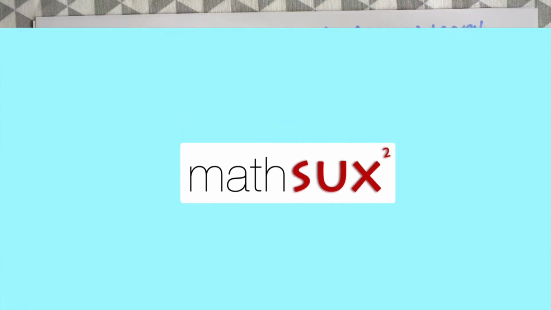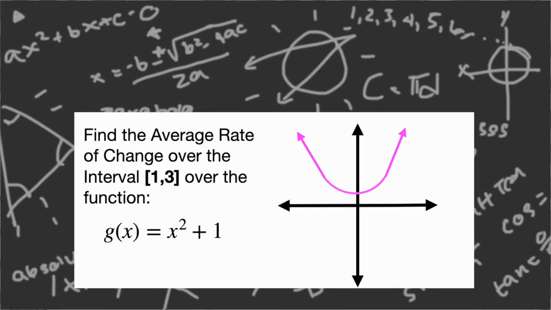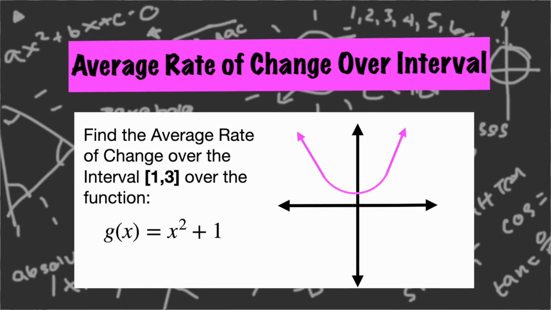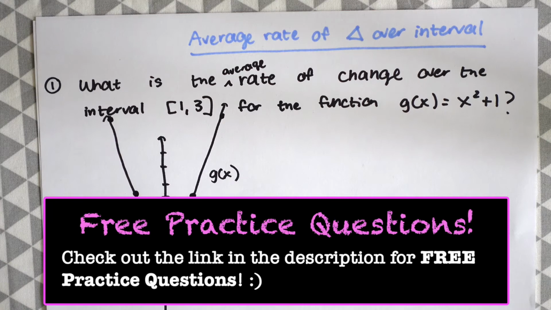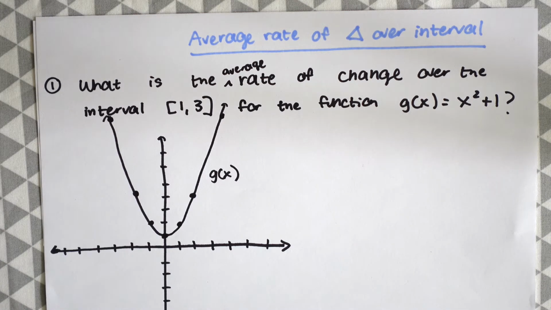So today we're going to be going over how to find the average rate of change over an interval involving polynomials. So we're just going to dive right into a couple examples. I also have a bunch of practice questions that you can try at the end of this video. So here's our first one.